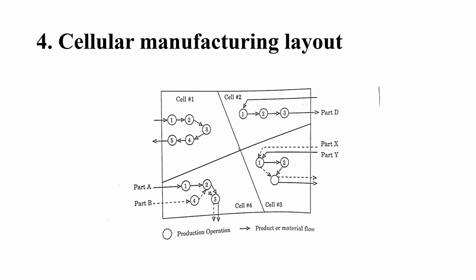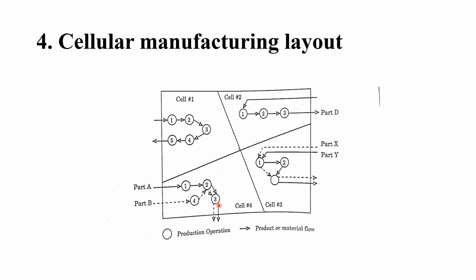Next type of layout: cellular manufacturing layout. See, in the cellular manufacturing layout, all the parts are divided into different cells. You can see cell 1, cell 2, cell 3, cell 4. Let me take an example. If we got a contract of producing 3000 units of goods, what will we do? We will produce some amount of goods per day. Suppose we have the time of 1 month, then we are going to produce 100 goods per day.